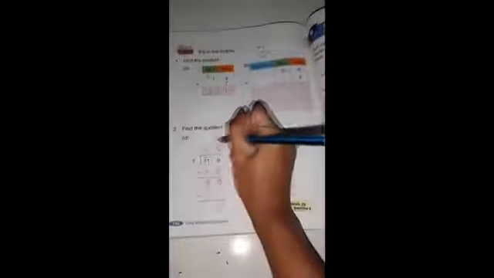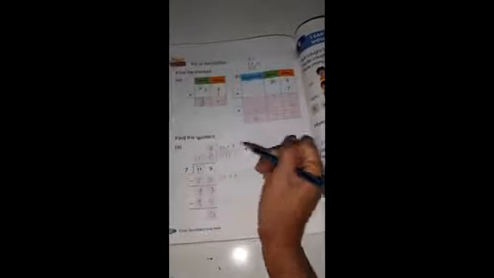49 divide 7 is 7. 7 times 7 is 49. We get 49 from 7 times 7. 49 minus 49 is 0. Let's count this one. 10 plus 7 equals 17. So 119 divide 7 is 17.